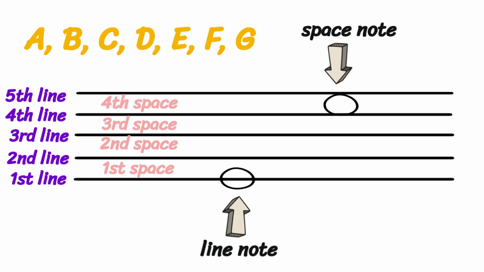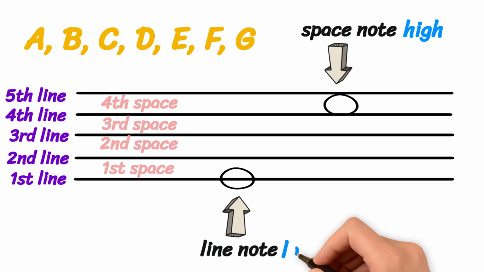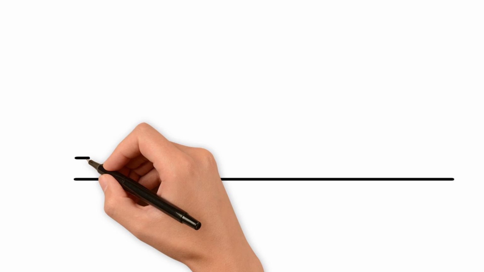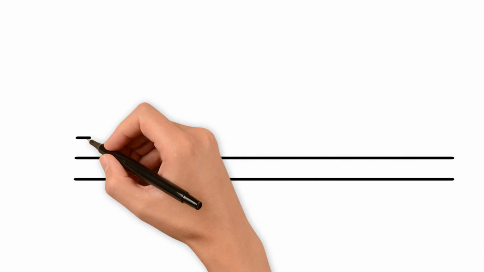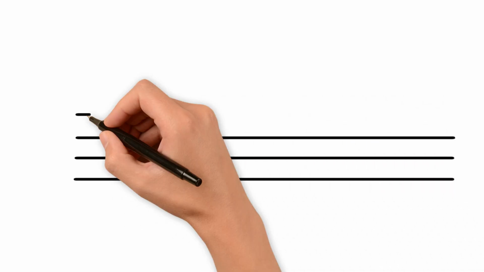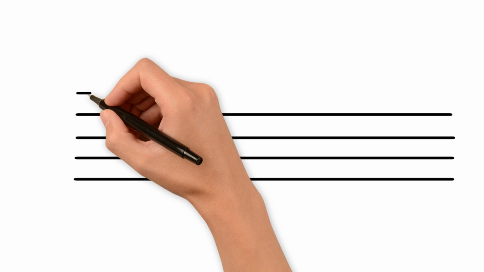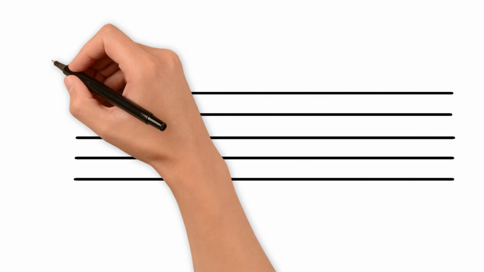When notes are placed higher on the staff, the sound is higher. When notes are placed lower on the staff, the sound is lower. Besides having the 7 alphabets on the staff, we also need to use clefs to know what name to call a note. The 2 most commonly used clefs are treble and bass.